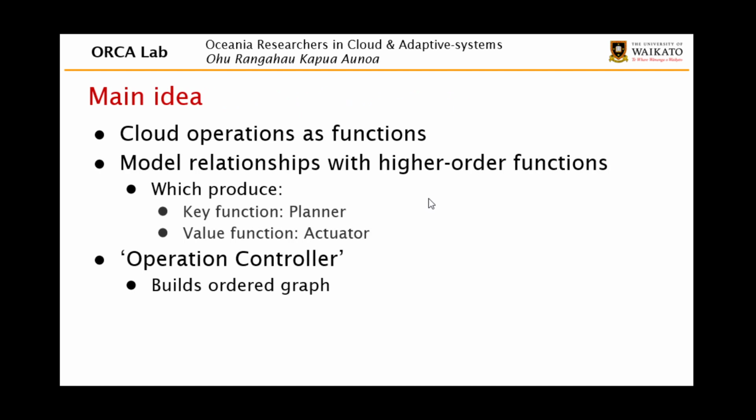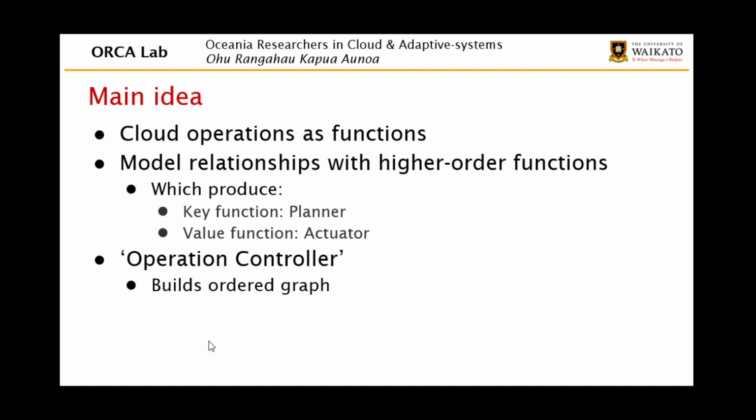And these higher order functions take in other operations as dependencies, those are the function parameters we're talking about, and they produce two new functions, a key function which acts as a planner, and a value function which acts as an actuator. And then in addition to this sort of graph of functions, we've got something called the operation controller.